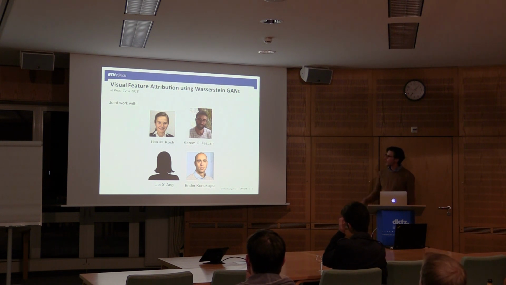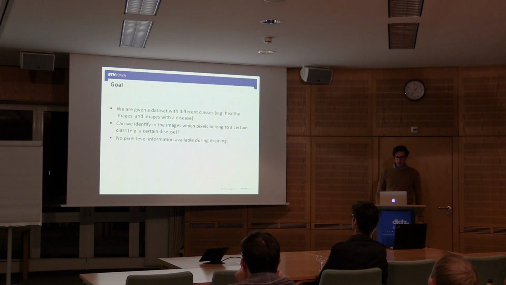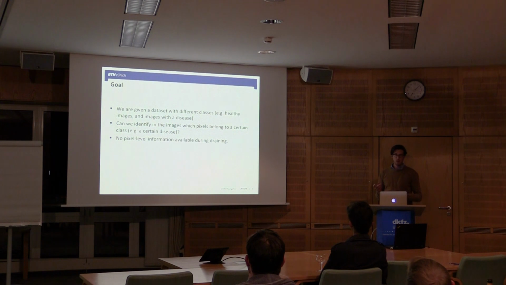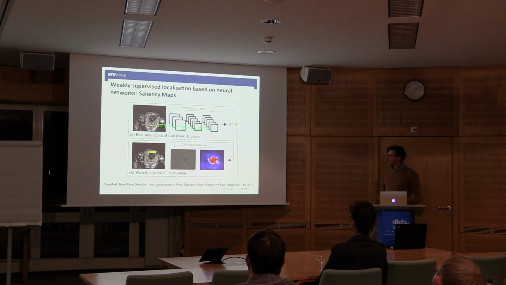Okay, so the first section of this talk is work on visual feature attribution using Wasserstein GANs. It was joint work with those people here. So the goal is, let's say we're given a data set that has different classes of images. Let's say, for example, healthy images and images with a disease. But we know nothing else. We only know the class and the intensities. How can we figure out which pixels in the image belong to, let's say, a certain disease? And as I said, we have no pixel level information available in that data set.